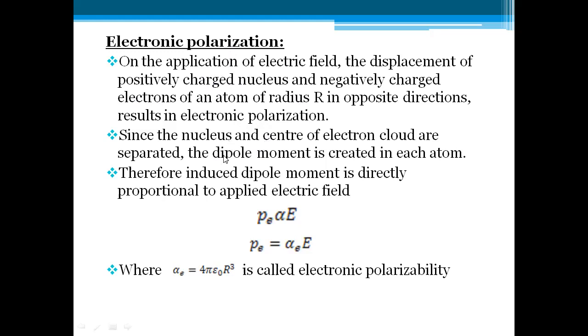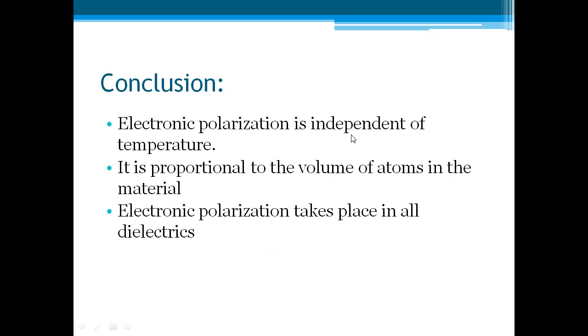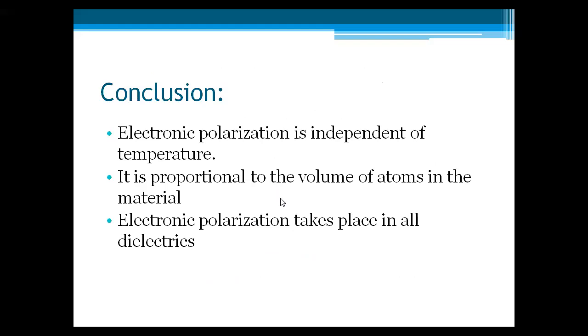Since the nucleus and the center of the electron cloud are separated, a dipole moment is created in each atom. Therefore, the induced dipole moment is directly proportional to the applied electric field, P is proportional to E. If you remove the proportionality, you place one constant, alpha E, which is called the electronic polarizability, which can be derived using the formula 4 pi epsilon naught R cube. From this formula, it is clear that electronic polarization is independent of temperature, is proportional to the volume of the atoms, and also takes place in all dielectric materials.